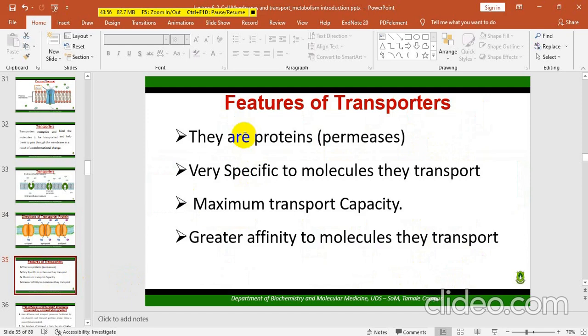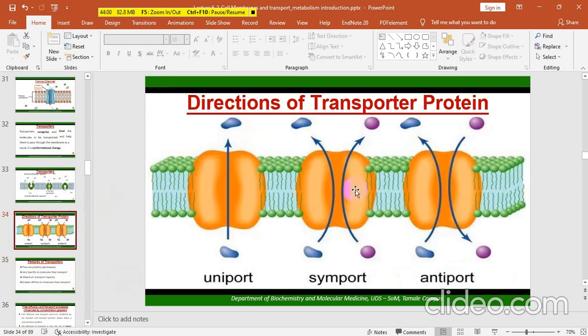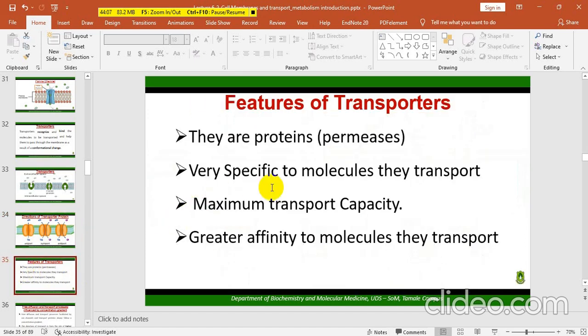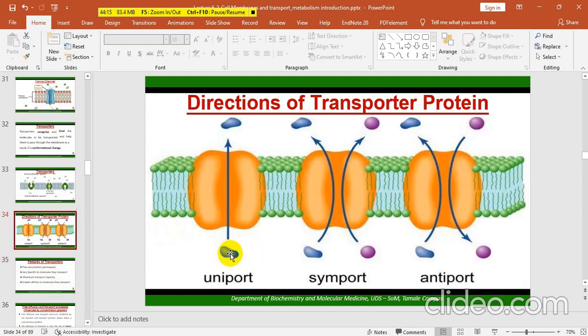So, features of transporters. Transporters are proteins. All these transporters you see are proteins, integral proteins or transmembrane proteins, the same. They are very specific to the molecules they transport. This one will transport maybe sodium ion. It will not go and transport potassium or anything, or sugar. A sugar transporter will transport only sugar. An amino acid transporter will transport only amino acid.